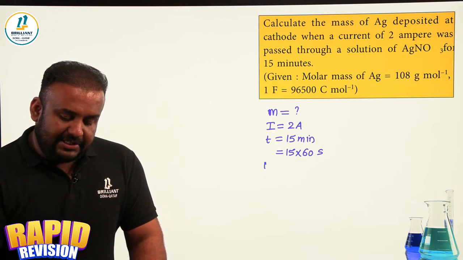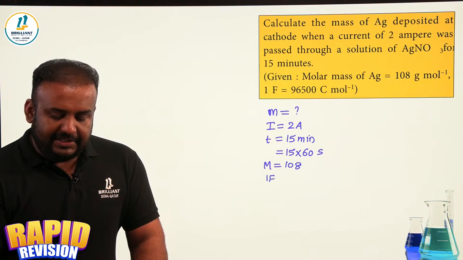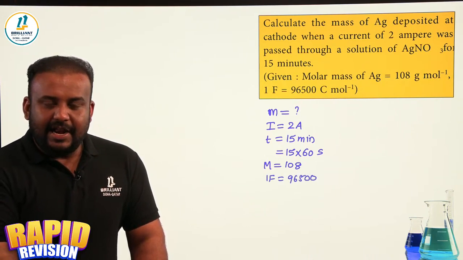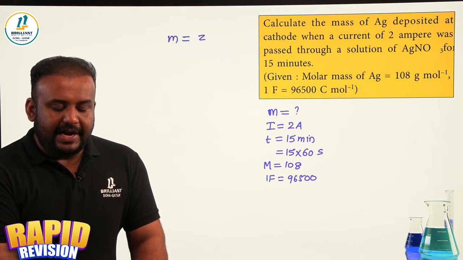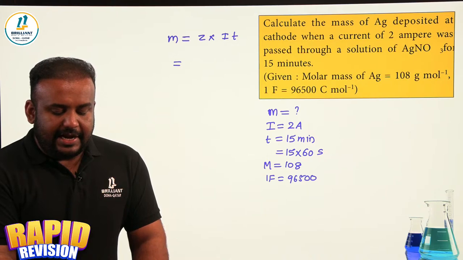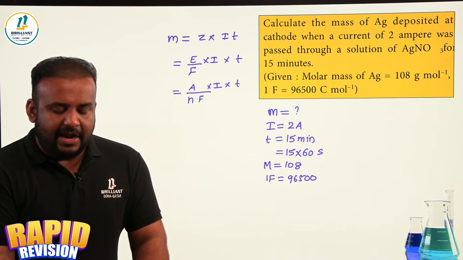Now, given the molar mass of silver is 108, and 1 Faraday is also given, which equation should I use? I can directly go with Faraday's first law, Z I T. Or I can also write Z as E by F into I T. I can also write E as A by n, the atomic mass of silver by n.